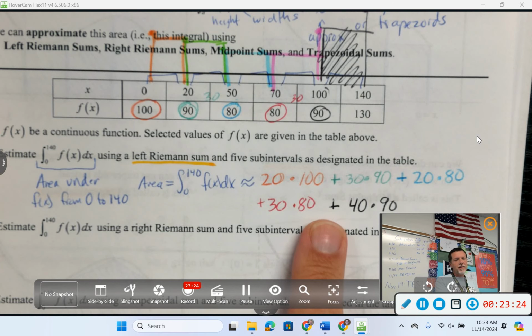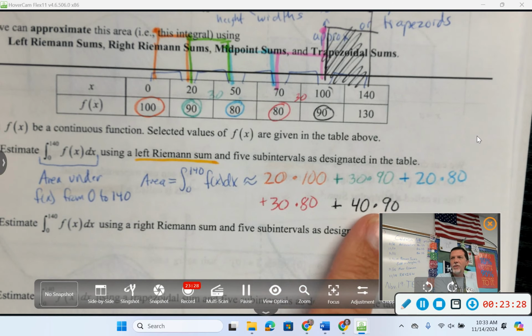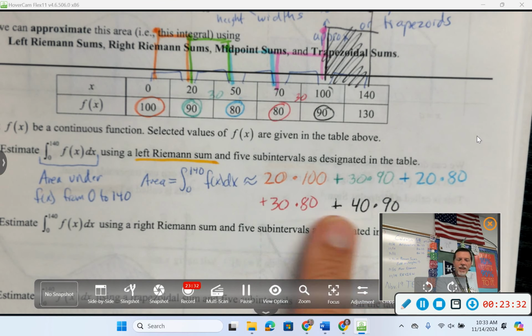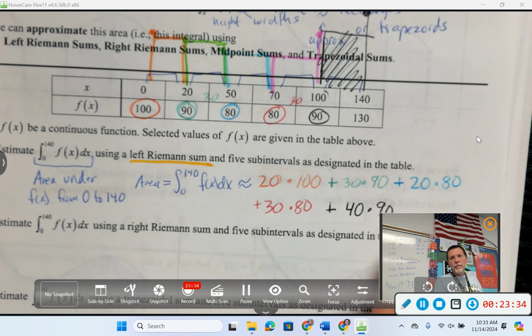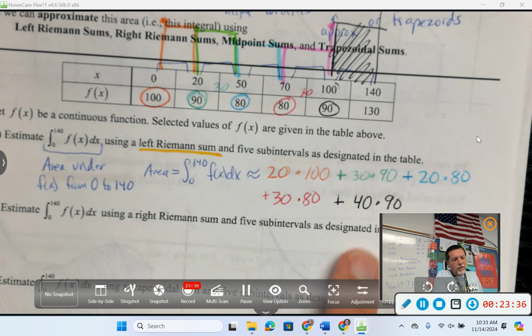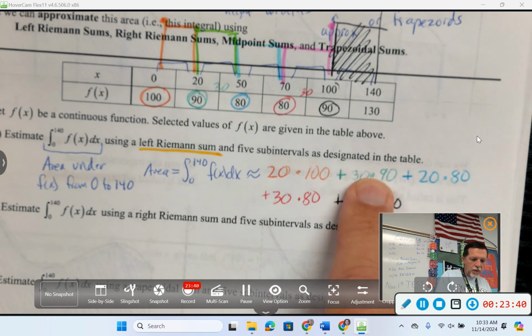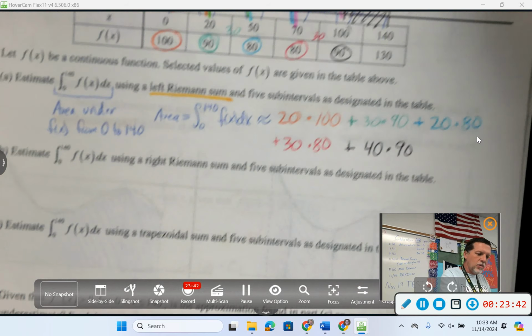Again, on the next test, there's a lot of free response because I don't want you to add them up. I want you to leave it like that because you're less likely to make a mistake if you just leave it like that. So it's easier for you. It's also easier for me to grade. I'm just looking that you did base times height, base times height, base times height, and so on.